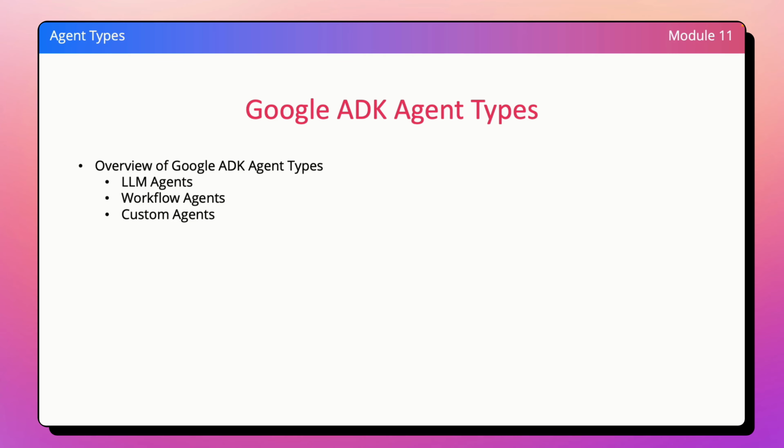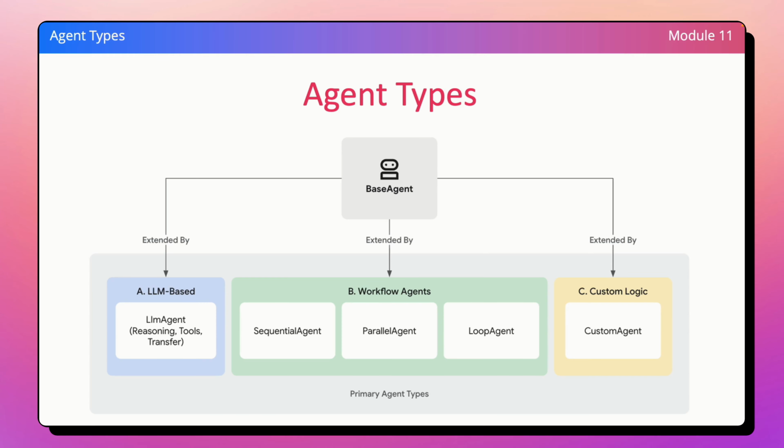Today I will cover the agent types in Google ADK: LLM, workflow, and custom agents. We'll clarify what each does, how they differ, and when to use them. The goal is to provide a clear conceptual understanding and get into the code and demos in the upcoming sessions.